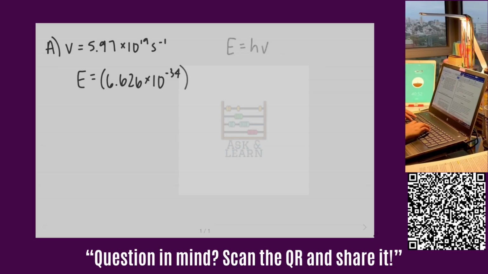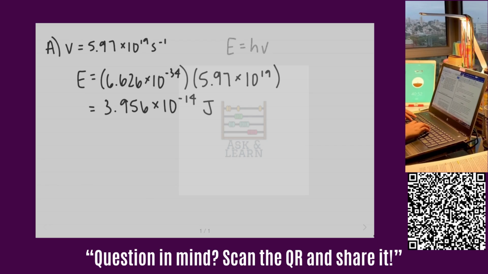So E is equal to H, our constant, which is 6.626 times 10 to the negative 34, and then V that was given to us of 5.97 times 10 to the 19th. And then when we multiply that out, we get a number of 3.956 times 10 to the negative 14, and that is in joules.